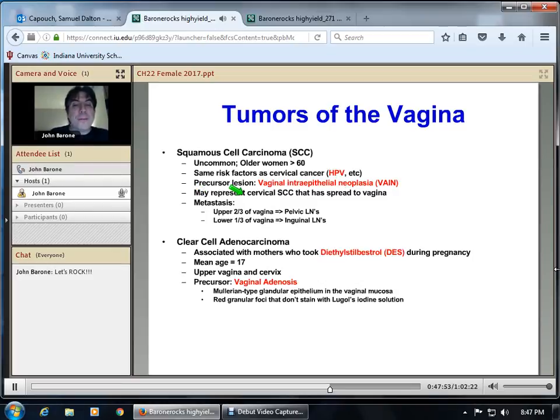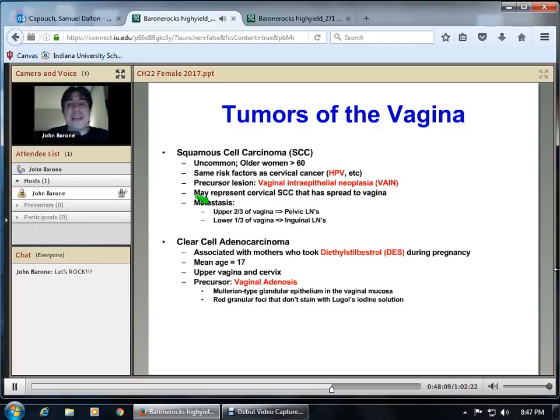It's misnamed. Now, like I mentioned, most cases when you see squamous cell, it's really cervical squamous cell that has spread to the vagina. So to call it vaginal squamous cell, the cervix has to be clear. The cervix is involved in cervical cancer.